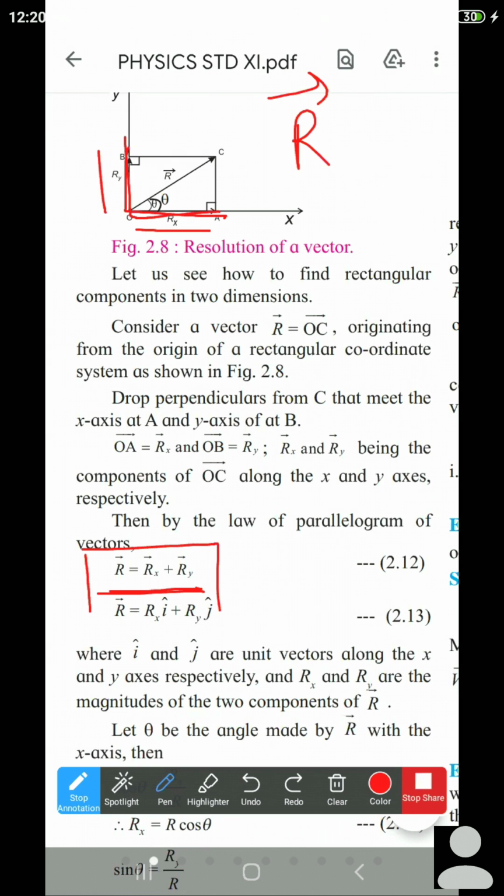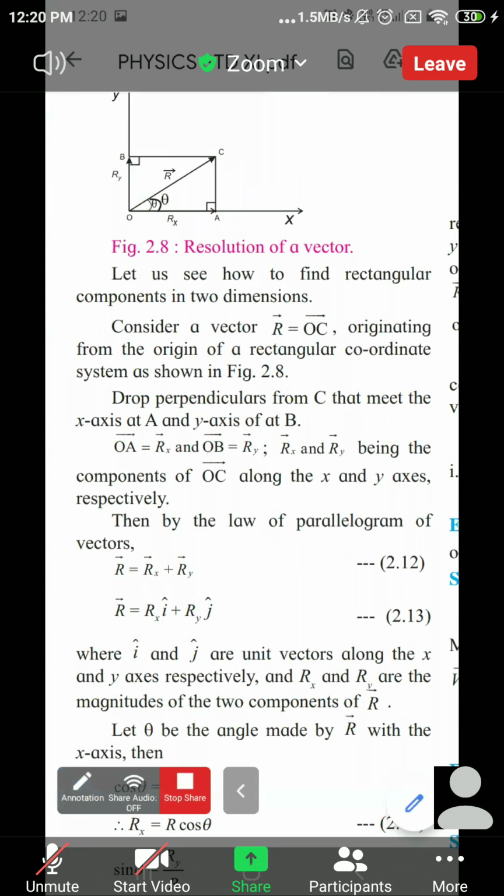ये दो साइड्स हैं पैरेललोग्राम के एडजेसेंट साइड्स. अगर पैरेललोग्राम के दो एडजेसेंट साइड दो वेक्टर Rx और Ry रिप्रेजेंट करते हैं, तो उनकी सम क्या आएगी? Then their sum is the diagonal of that parallelogram originating from the same point. वही सेम पॉइंट से ओरिजिनेट होने वाला डायगोनल उस दो वेक्टर की एडिशन का रिजल्टेंट वेक्टर होगा. ठीक है, ऐसे हमने देखा था.